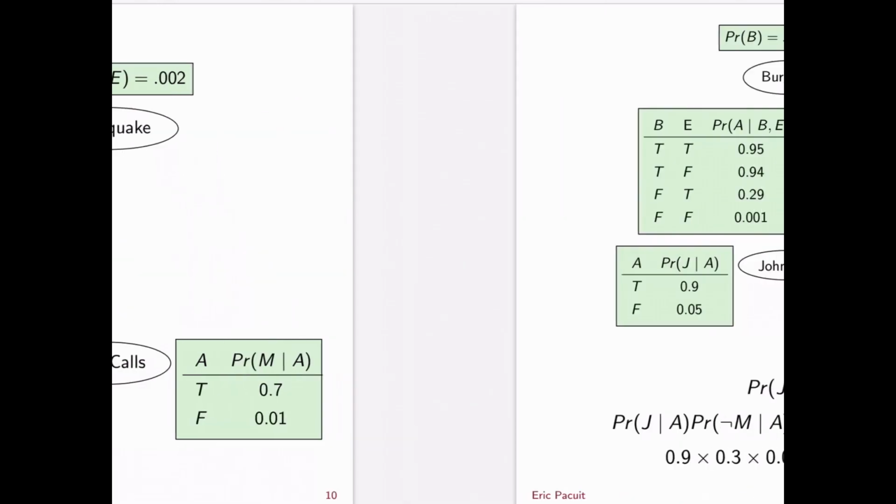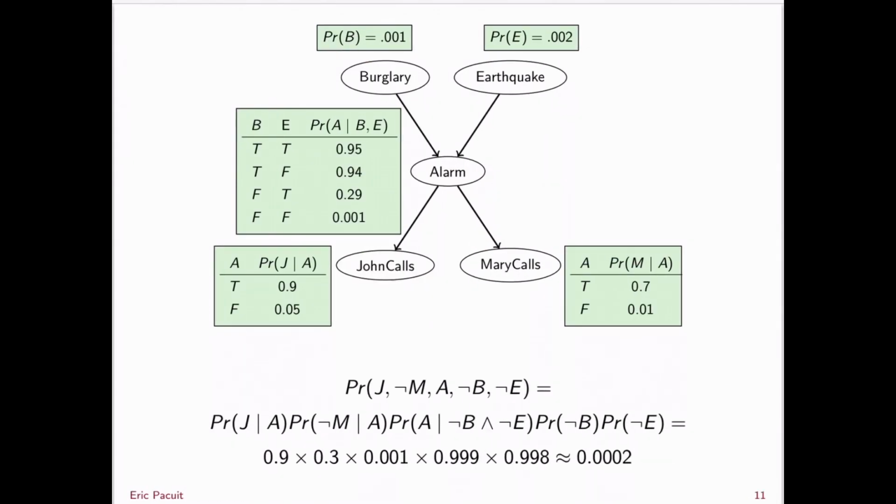Now, what we want to know is, what is the probability that John calls, Mary doesn't call, the alarm is going off, but there's nobody breaking into the house and there's no earthquake? So what is that joint probability? Now we can read off what this probability is given the Bayesian network.